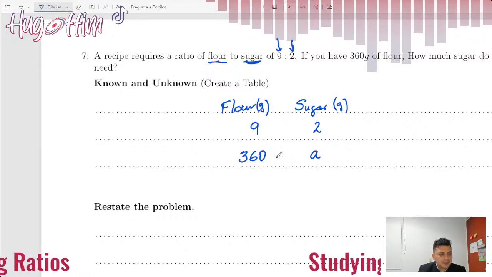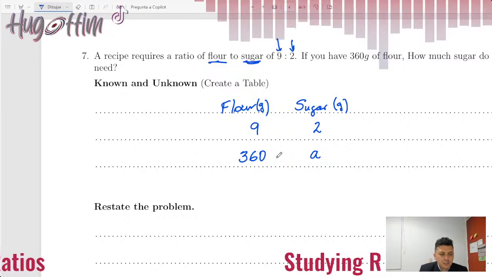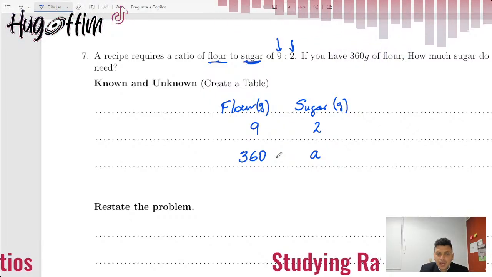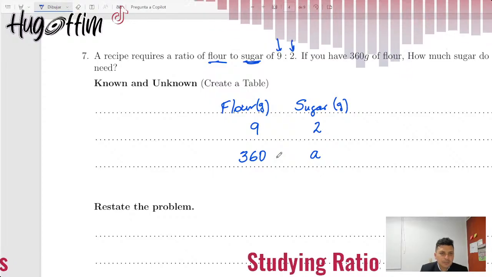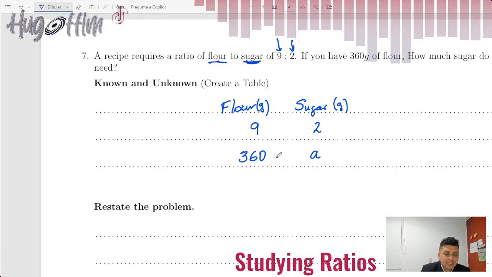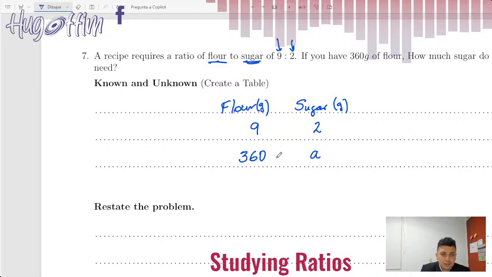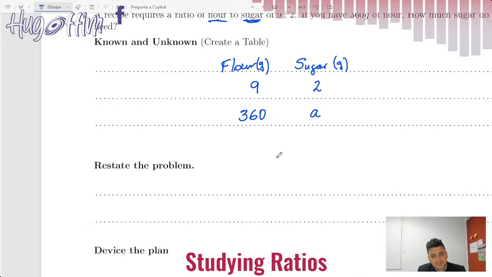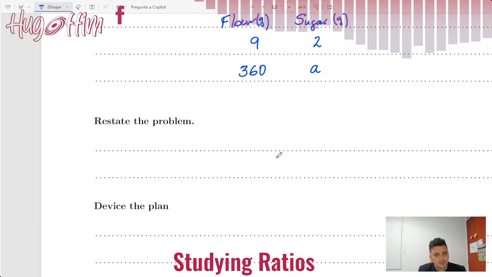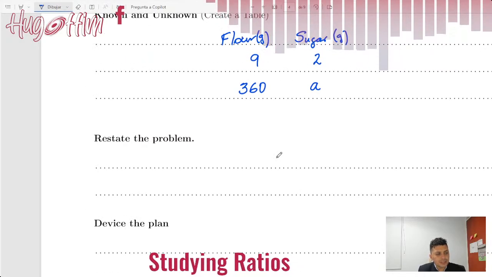Here it appears the option to restate the problem. Restating the problem is just putting a description of the problem. What is the problem about? In this case the problem is about cooking, it's about ratios between sugar and flour, and I want to know how much sugar I need for 360 grams of flour.